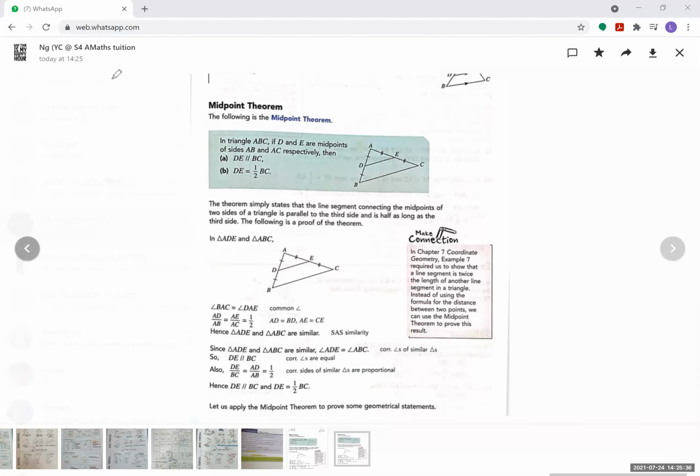All right, guys. Right now we'll be doing the midpoint theorem. You can write it on your piece of paper, just now we were writing halfway for the alternate segment. So now, the midpoint theorem.